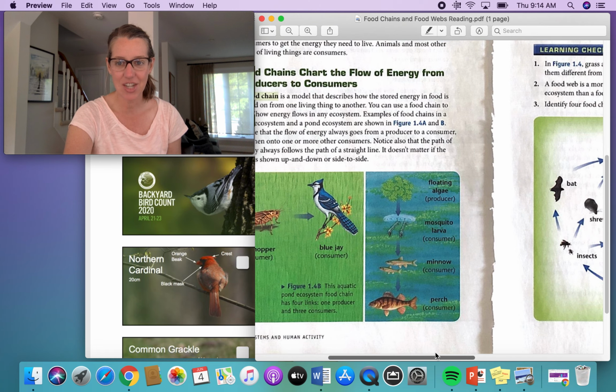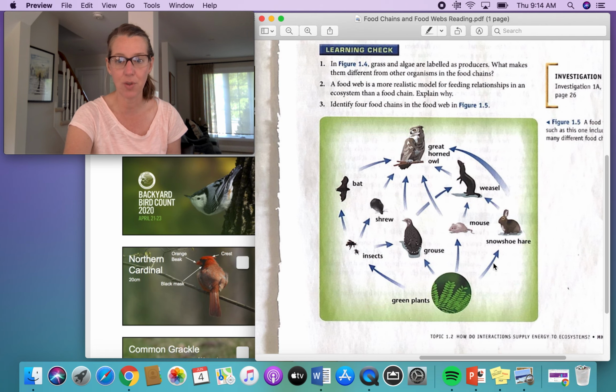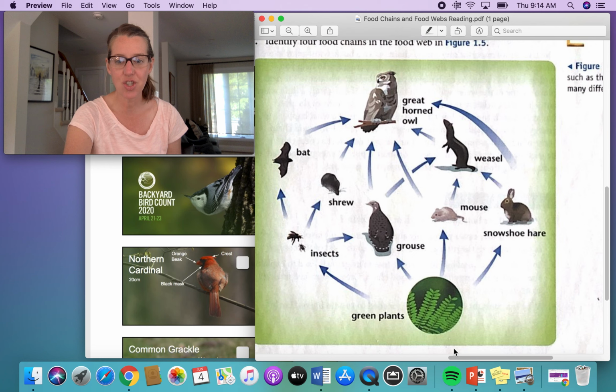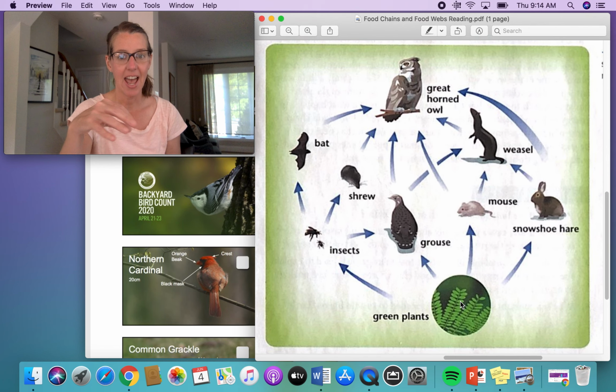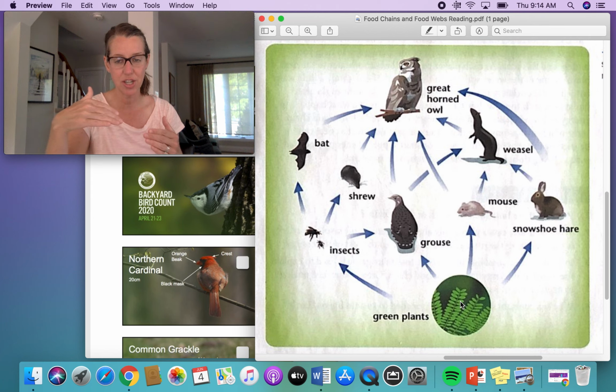On the next page, you're going to see what we call a food web, right? And this shows the interaction among many food chains. And so if you look at where the energy flows, again, you can see the arrows that connect everything. The top consumer in this food web right here is the great horned owl.